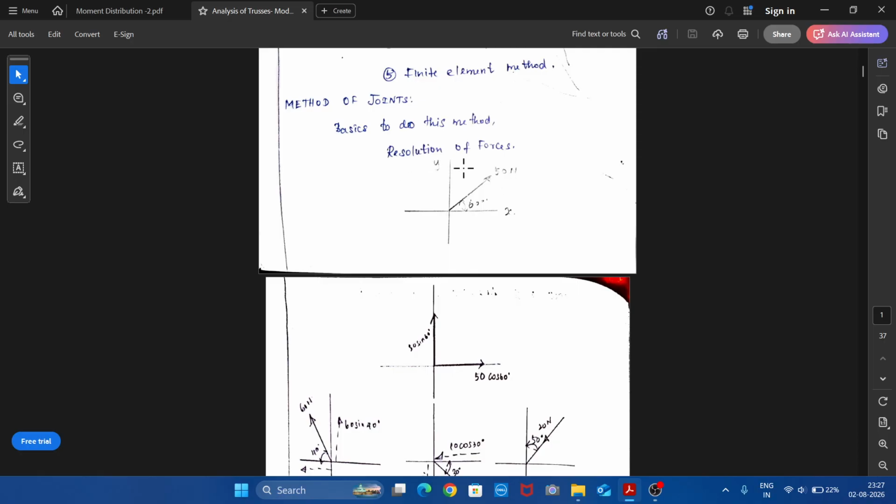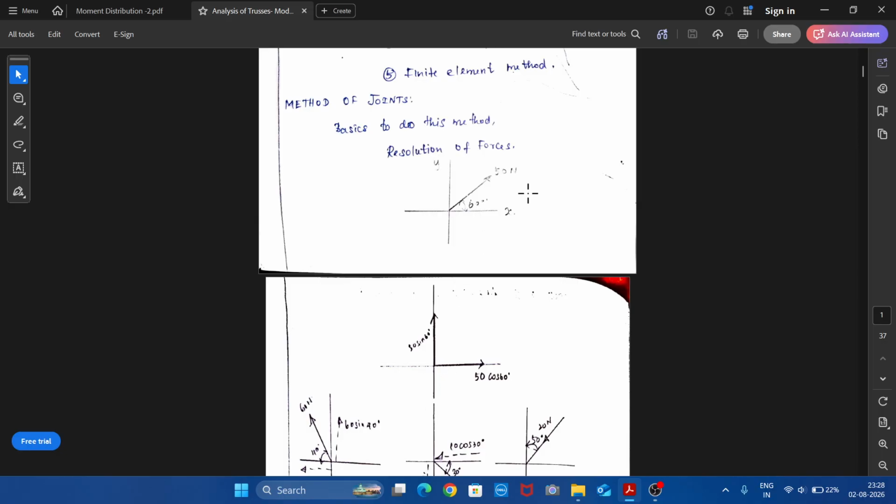Similarly, when we resolve vertically, we should observe the direction of the arrowhead. If it is resolved vertically, this arrowhead will be pointed upward, or it will move upward. So after resolving vertically, when it moves upward, it is positive. When the arrowhead points downward, it should be negative. So these are the sign conventions which we will be using throughout the resolution of forces, as well as in the analysis of trusses.